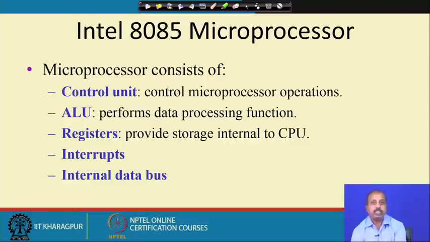Then interrupts are there, for interrupting the system and telling that something special has happened and to take care of that situation. And there is the internal data bus. That will be connecting the modules internal to the processor.